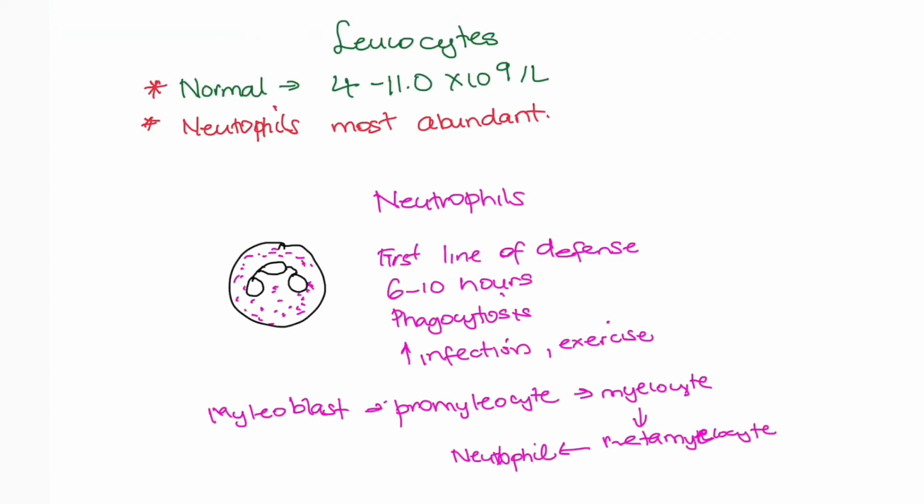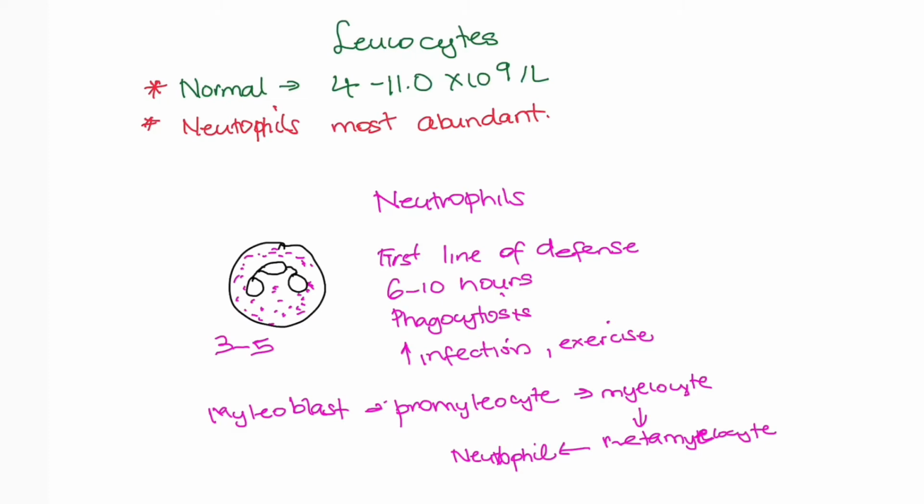Of note, the normal leukocyte count is anywhere between 4 and 11 times 10 to the 9 white blood cells per liter. Now, neutrophils are the most abundant, and so we're going to look at the neutrophils first. Now, as you can see in this drawing, the neutrophils usually have between 3 and 5 lobes, so that's something to look for when you're identifying it. Also, its granules are pink. One way to remember that is neutrophils, neutral color, pink.